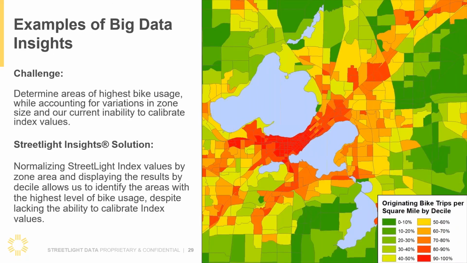Next slide, please. And here, we were trying to determine the areas of highest bike usage while accounting for variations in zone size and the inability to calibrate the index values. So we were able to normalize the StreetLight index values by the zone area, showing the total percentage of trips and then dividing that by the area of that zone, and that gave us an overall percentage that we could look at. And as you see, we get a lot better fine-grained information throughout the county. It's not just concentrated in the university area anymore. Much better information. The data is only as useful as your creativity in understanding it and displaying it, but I think this is a great way to highlight that there are a lot of trips being made by bicycle throughout the entire county.